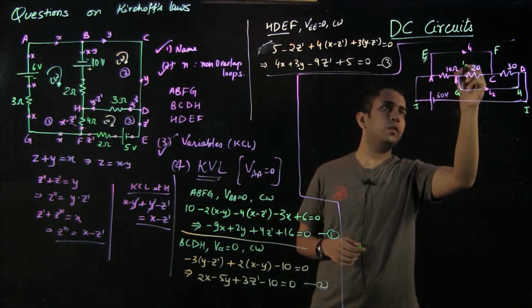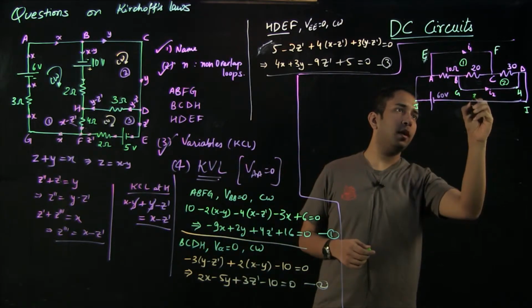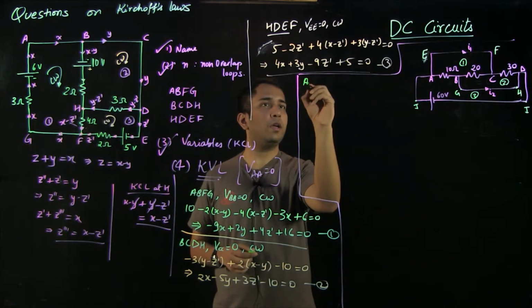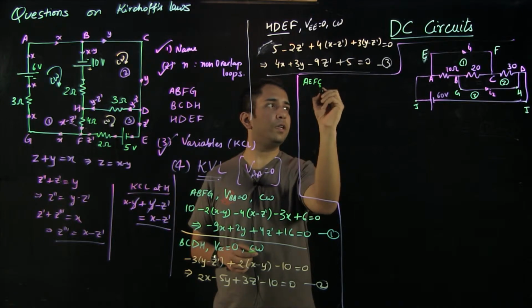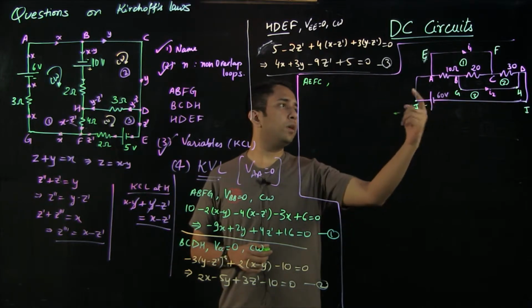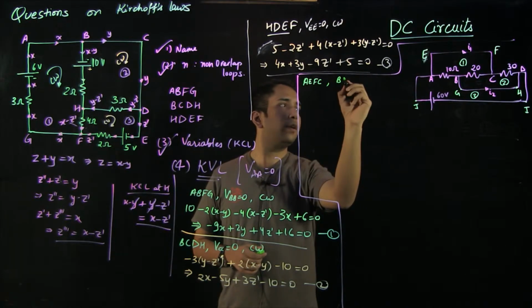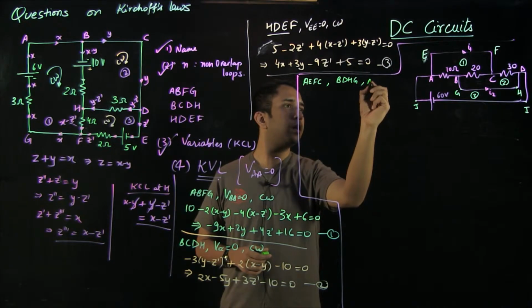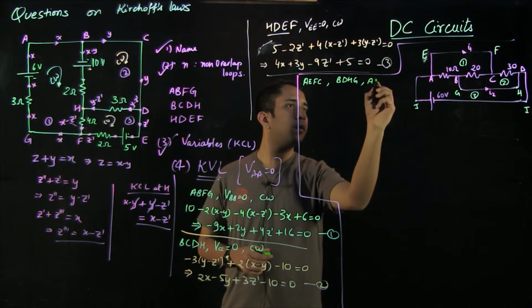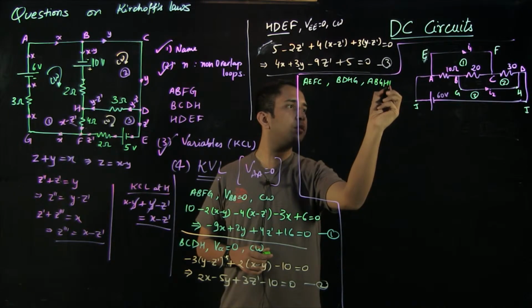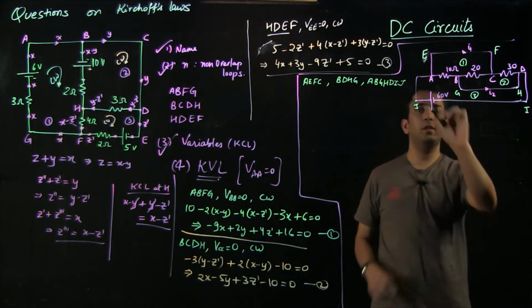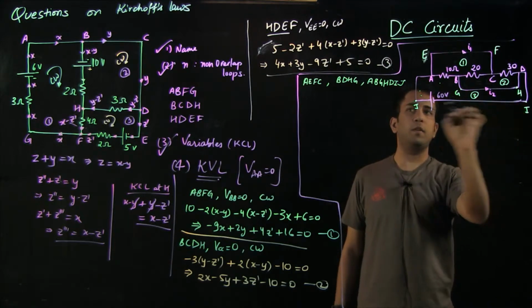So the first loop is this one, the second loop is this one, and the third loop is this one. The first loop is A, E, F, C. The second loop is B, D, H, G, and the third loop is A, B, G, H, D, I, J. I'm just naming it so that it's clear to you that this portion, in this area, is our non-overlapping loop.